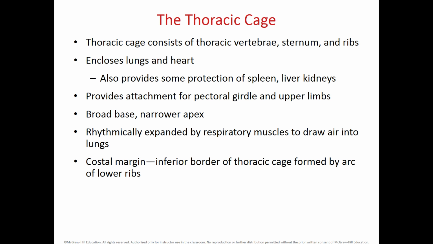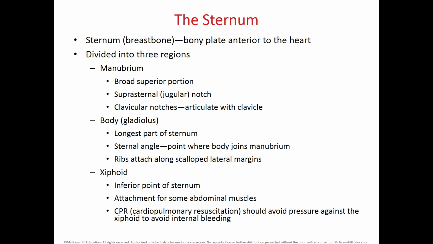When we rhythmically move the thoracic cage, we allow the expansion of this thoracic cage so we can breathe, and it will maintain life. Now, within the thoracic cage, we have the costal margin, which is the inferior border of the thoracic cage that forms an arc of the lower ribs. The ribs are connected to the sternum. The sternum is known as the breastbone as well, and it helps to protect part of the heart.